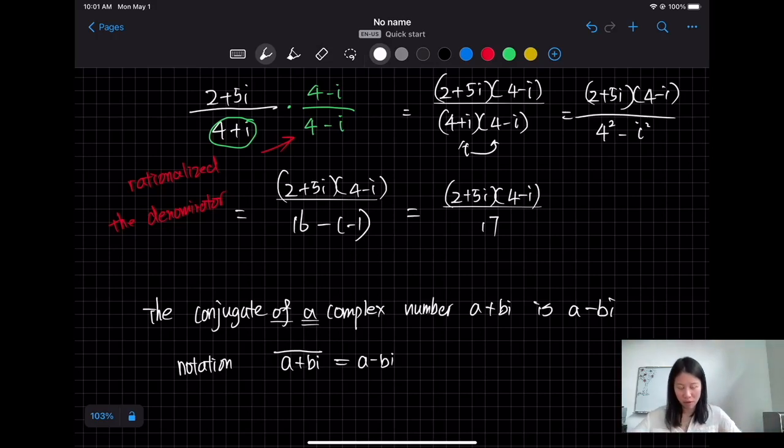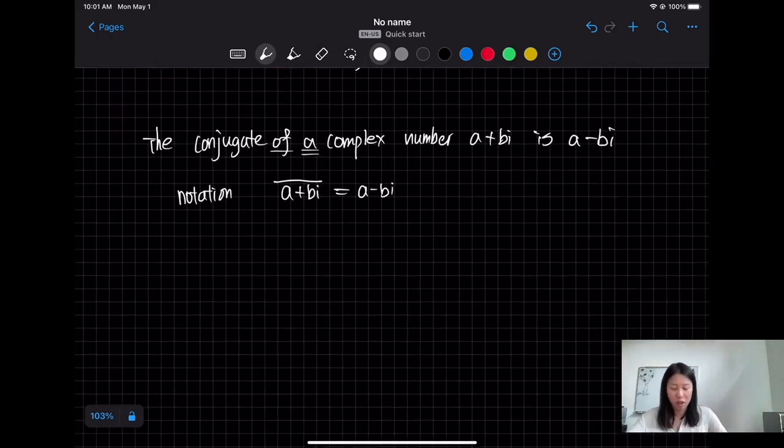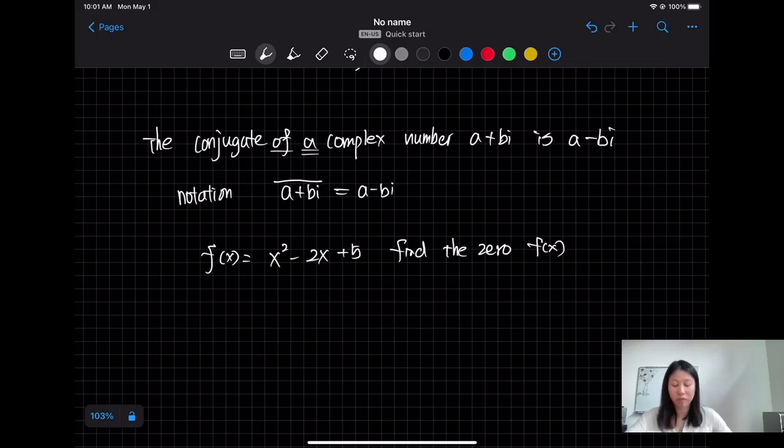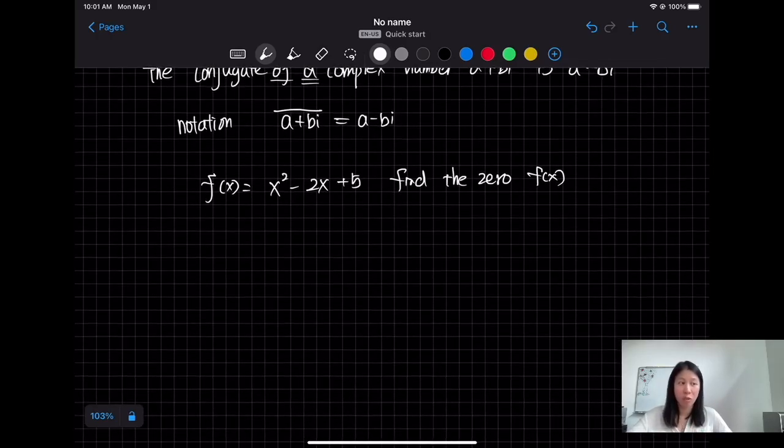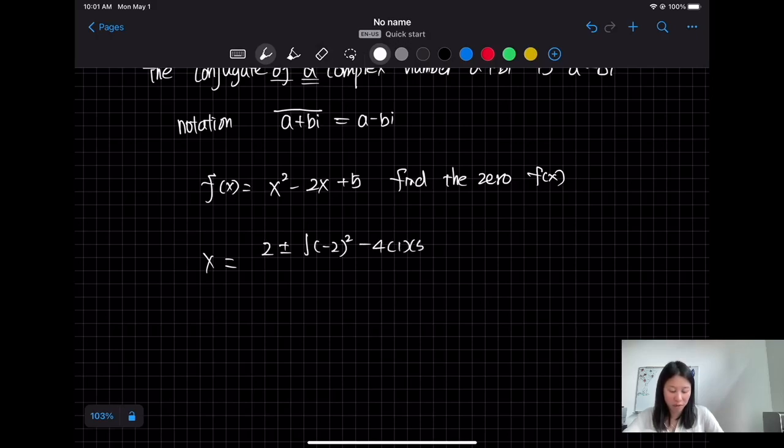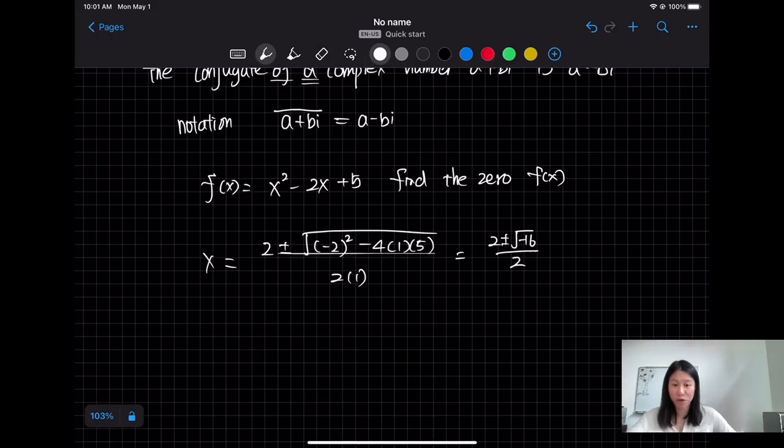So now let's get back to our polynomial. Here I have a quadratic function. A quadratic function is one of the polynomials. How do I find the zeros? I want you to find the zeros of this function. Okay, I can use the quadratic formula, right? So x is equal to 2 plus or minus the square root of negative 2 squared minus 4 times 5, over 2 times 1. So I will have 2 plus or minus the square root of negative 16 over 2.